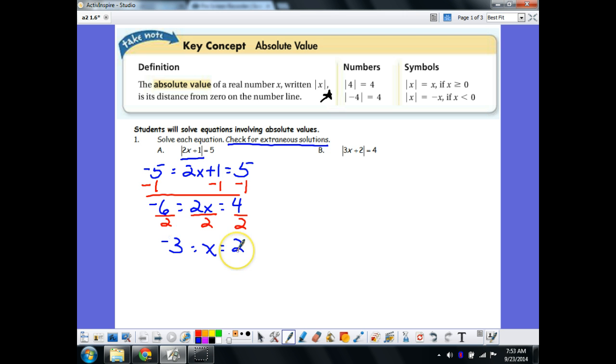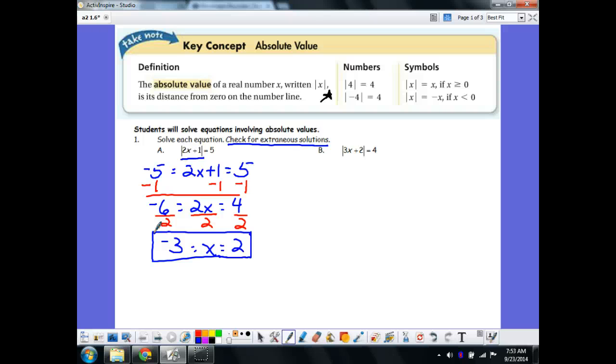Then we're going to substitute 2 in for x and check to see if it's true. 2 times 2 is 4, plus 1 is 5. Absolute value of 5 is also 5. So they are both solutions to this equation. So x can be negative 3 or 2. And we're trying to find all solutions to these equations.